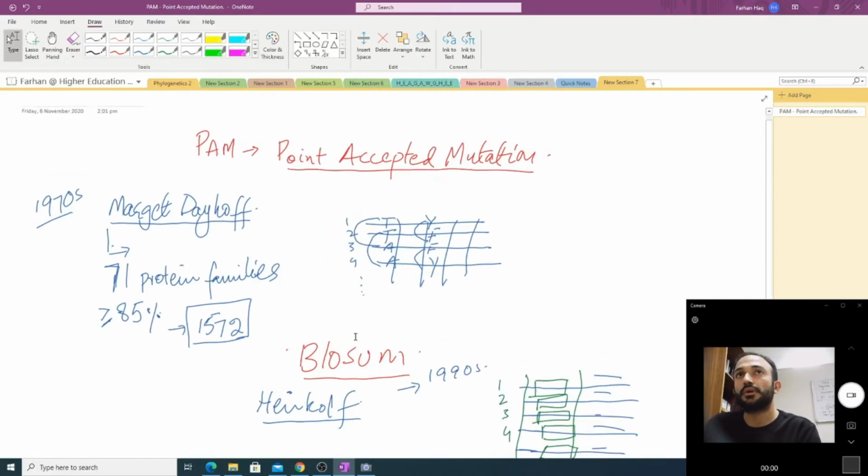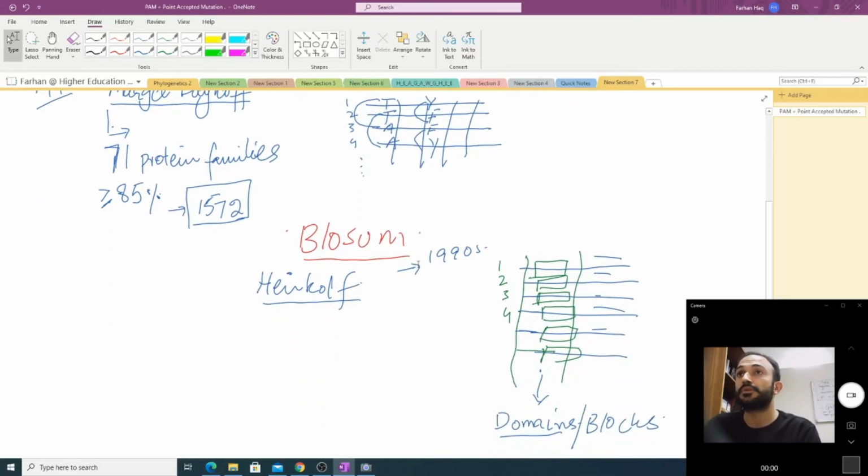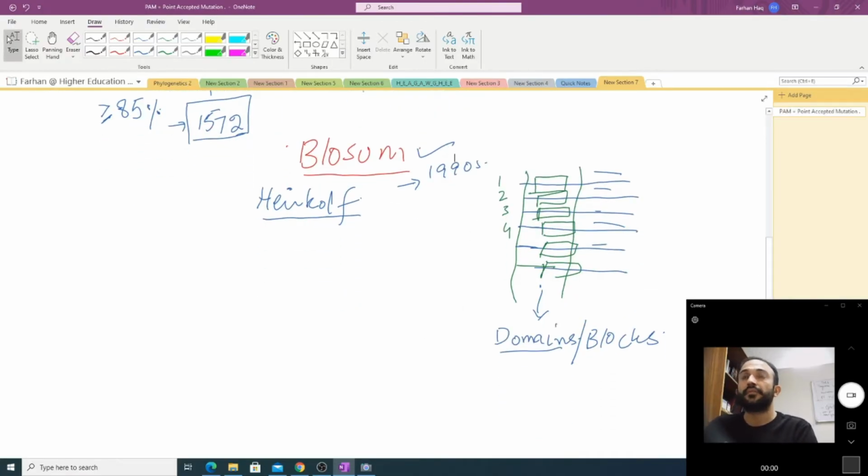If you talk about the PAM matrix, here you calculate the probability of mutation at each site, right? And in the BLOSUM you calculate the probability of conservation of each site. Both get more or less similar outputs, but the idea is one is for mutation and one is for conservation.